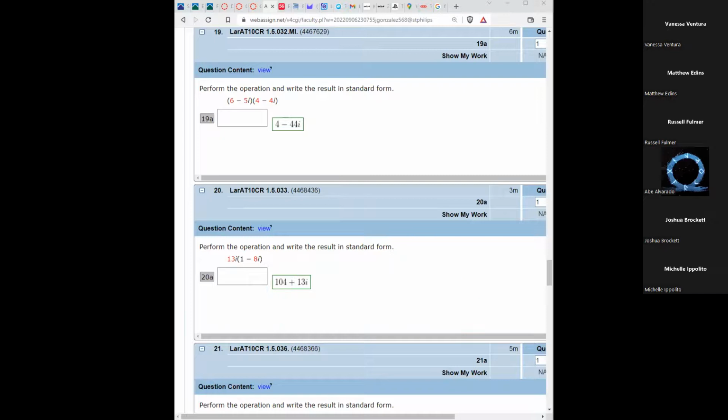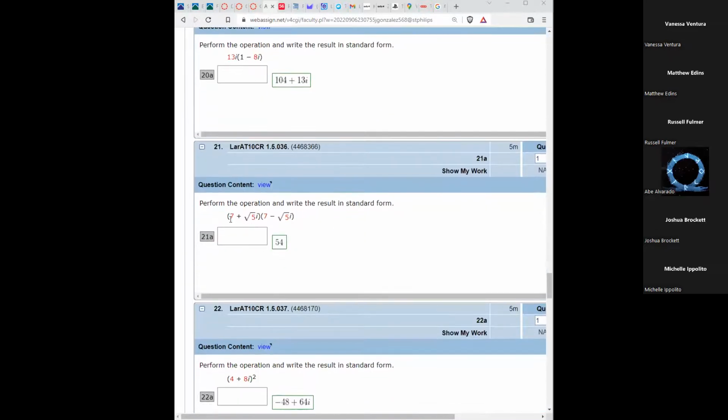All right. This is a conjugate pair. Do you remember what we said about conjugates last time? A plus b, a minus b. Yes. This is a difference of squares. So it's always going to be equal to the a squared minus the b squared, right?